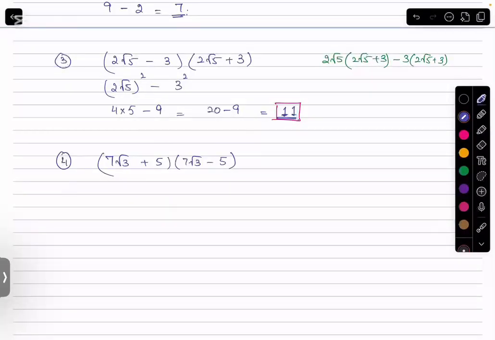Ma'am, the answer is 122. Good. The answer is 122. Yes, Alia. Yes, ma'am, it's 122. Same.